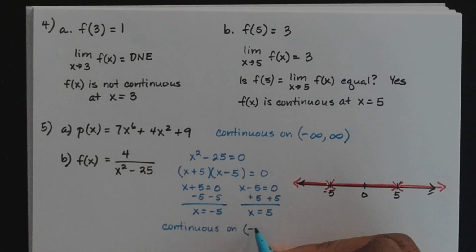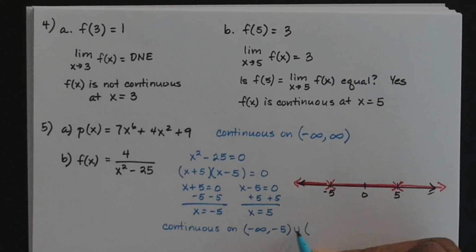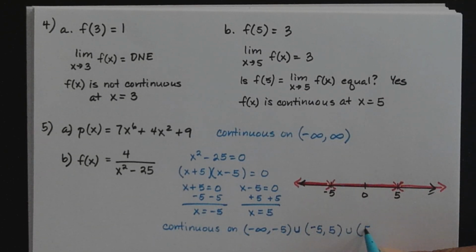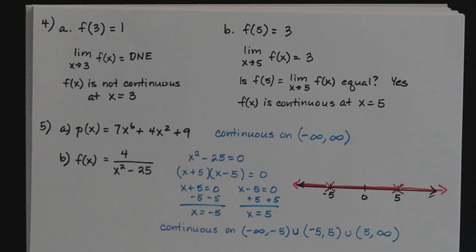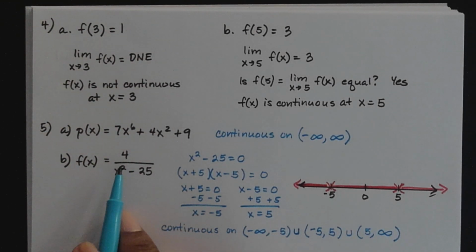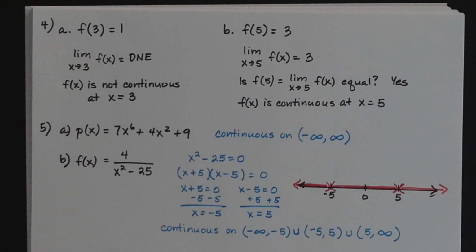Going from left to right, it will be from negative infinity to negative 5, or from negative 5 to 5, or from 5 to infinity. So what happens to that 4 in the numerator? Nothing. It doesn't matter, because it could be anything up there. We just want to find out what values of x would give you a 0 in the denominator. Okay. Any other questions?